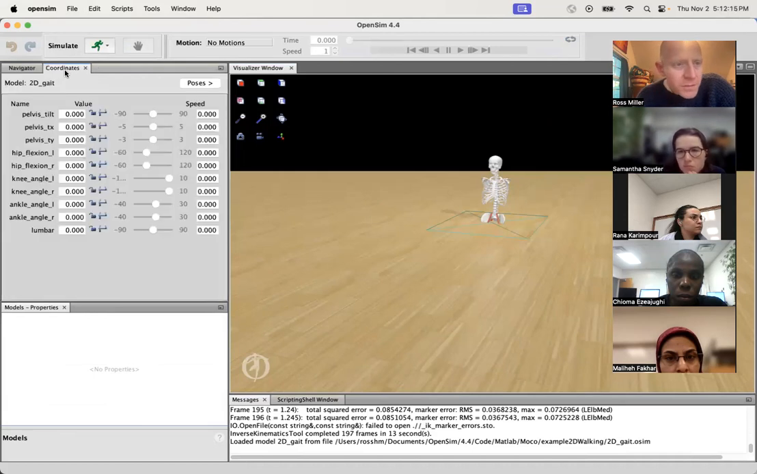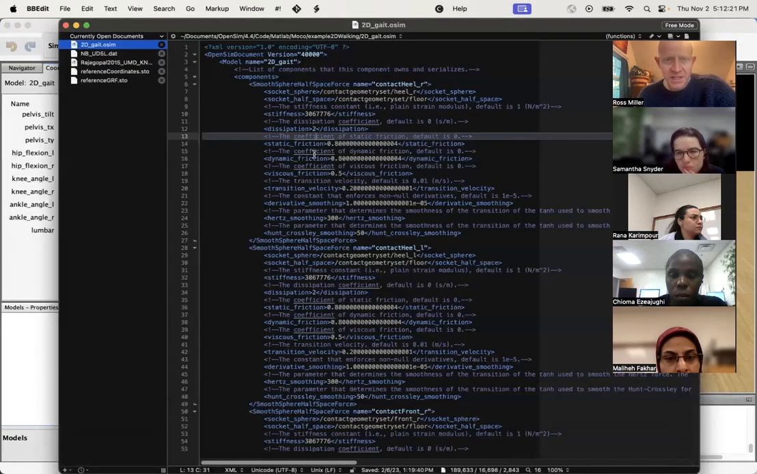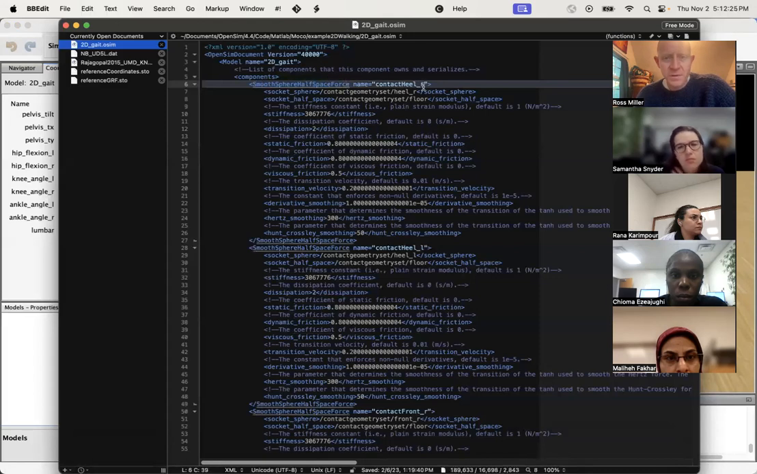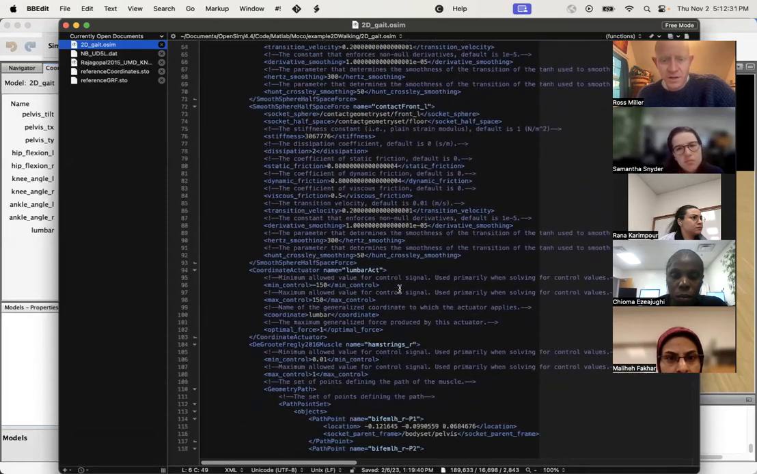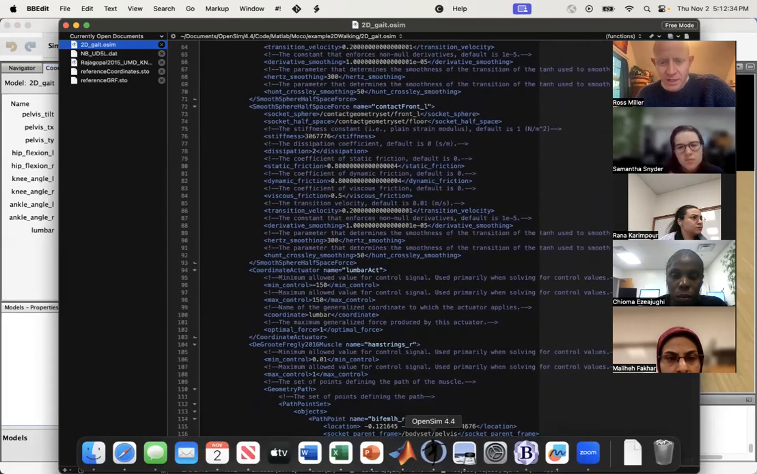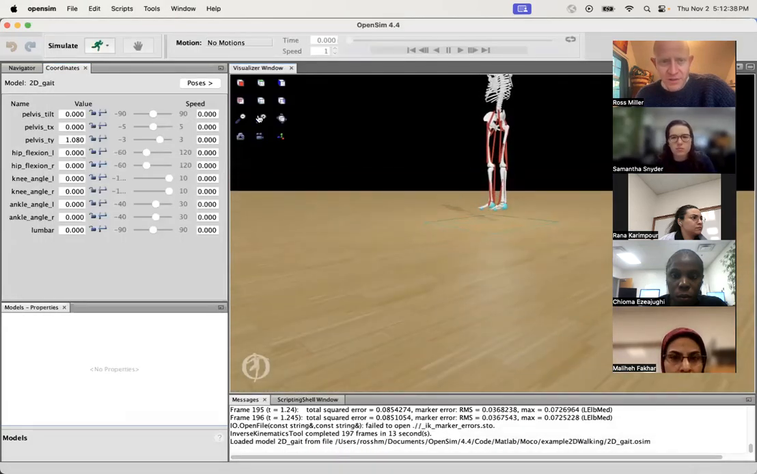He's in the floor. Let's move him up a little bit. There we go. Okay. So that part in the code that says smooth sphere half space force, and there's one that's called contact heel L and contact heel R and contact front R, what's all that? That is those blue shapes down there on the foot.